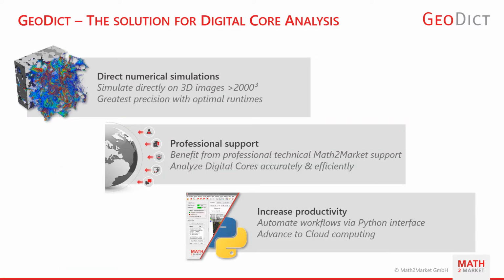In GeoDict, you will always perform direct numerical simulations. So the GeoDict solvers consider the entire complexity of the structure to compute physical properties. Our solvers perform very well, even in challenging 3D images of digital rocks or soils and at sizes beyond 2000 voxels on each side, or even 4000 voxels when it comes to absolute permeability. So in other words, with GeoDict you will get the desired precision at optimum runtimes.